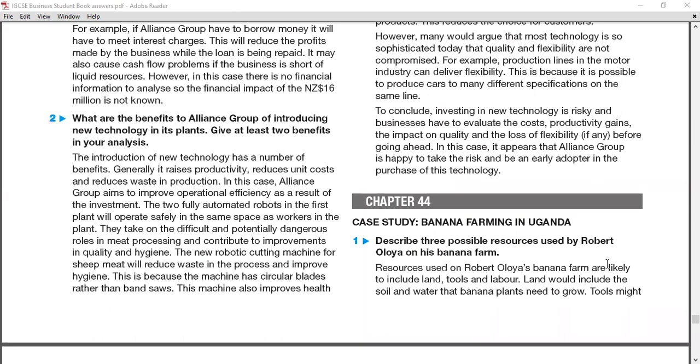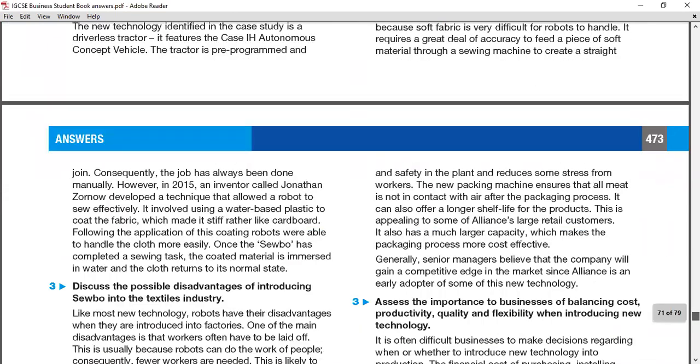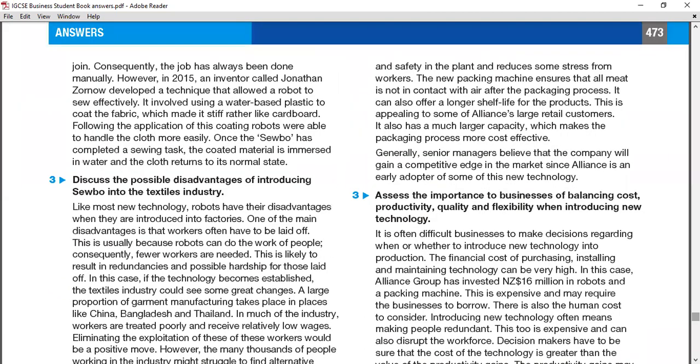This machine also improves health and safety in the plant and reduces the stress on the workers. A new packaging machine ensures that all meat is not in contact with air after its packaging process. The last one, it can also offer a long shelf life for the product.